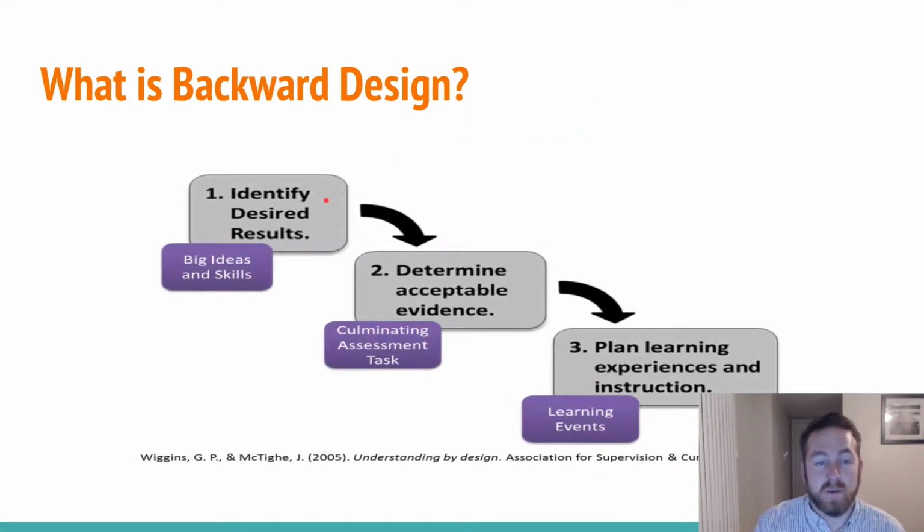Well, it means we are going to identify our desired results. That just means we're going to have big ideas and skills that the students are going to need to know. And once we've identified those skills, we are going to determine a way that is acceptable evidence for those students to demonstrate that they know what they're doing, and we're going to do that through assessments and different tasks. And from there, we're going to have to plan the different learning experiences the students are going to receive in the class.